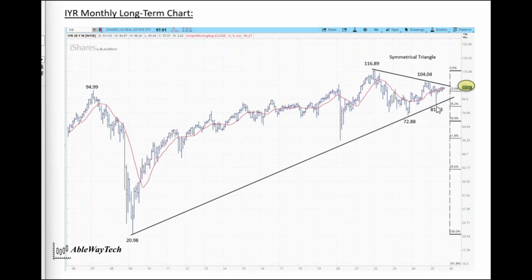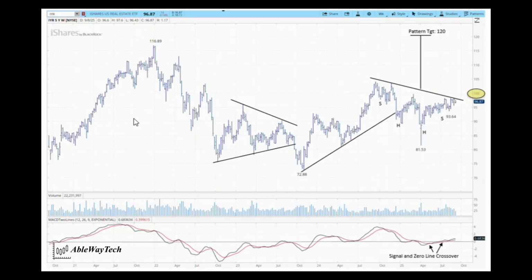I'd say a decisive, probably 2-day close below the last reaction low of 81.53 would change that view. Now let's move on here to a medium-term weekly chart. This one uses the MACD signal line, and we've also put volume in there as well. Let's get to the chart first.